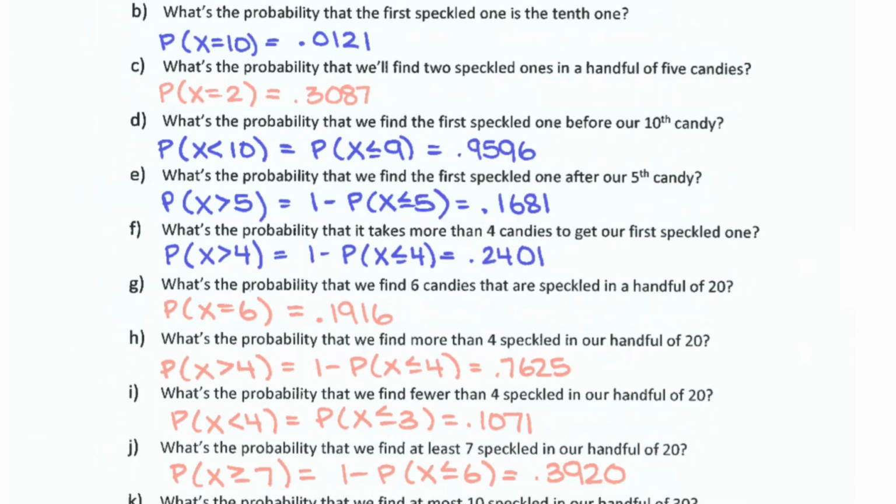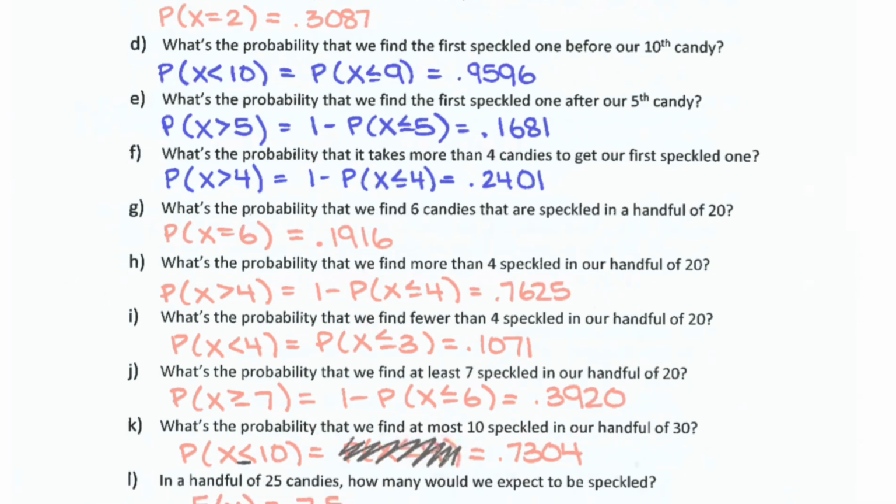Part F. What's the probability that it takes more than 4 candies to get our first speckled one? So more than 4 candies, which means probability of x greater than 4. We use the complement, 1 minus probability of x less than or equal to 4, gives us 0.2401. Part G. Now binomial again. 20 candies, probability 0.3, exactly 6. So probability of x equal to 6 gives you 0.1916.